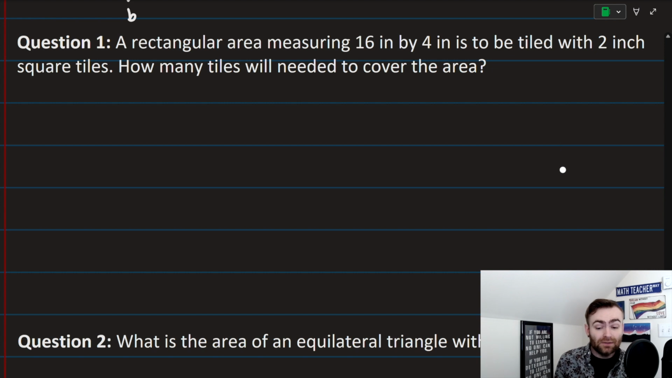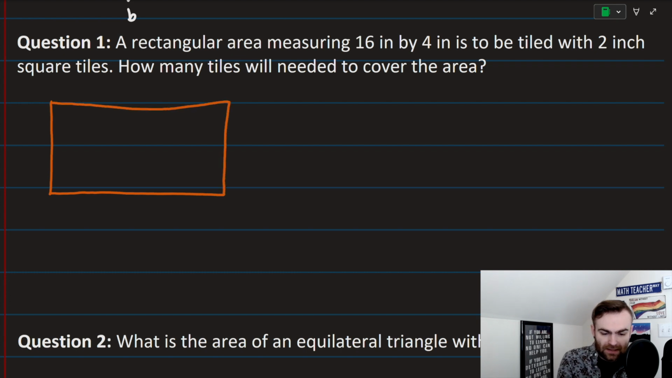Question 1. A rectangular area measuring 16 inches by 4 inches is to be tiled with 2-inch square tiles. How many tiles will be needed to cover the area? So first thing I'm going to do is draw a picture. So we have a rectangle here that is 16 by 4, and we're kind of filling this with 2 by 2 squares. So it doesn't really look like a square. Let me try that again. So how many of these will we need? Well, we could just do it out and figure it out that way, but we can also use our brains and save us a little bit of drawing here.